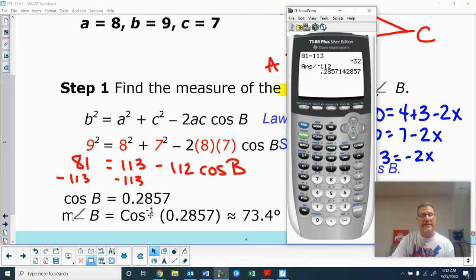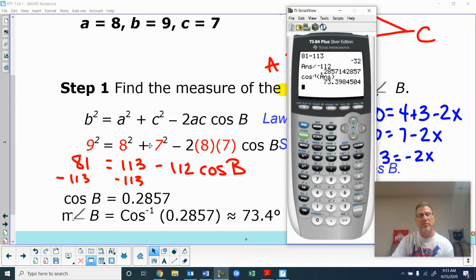So in order to find out what angle B equals, I have to do inverse cosine because I'm using the law of cosines. So that's when I hit second cosine, second answer, close it up, and that's where my 73.4 degrees comes from. Okay, so pay attention to that. This is where kids will make a mistake.